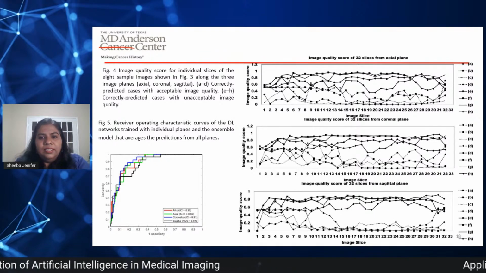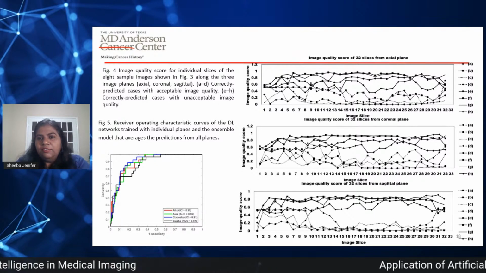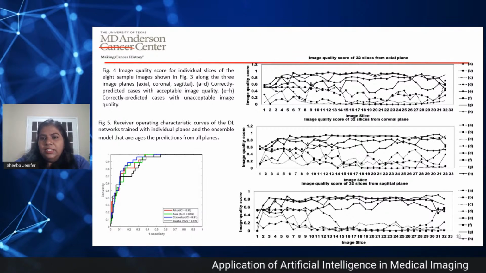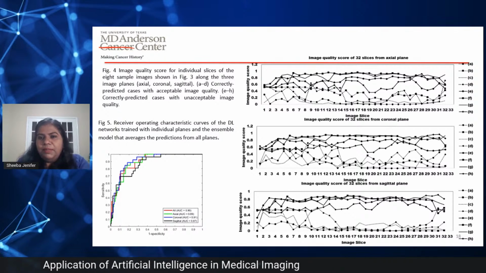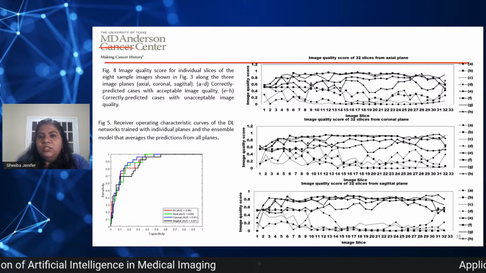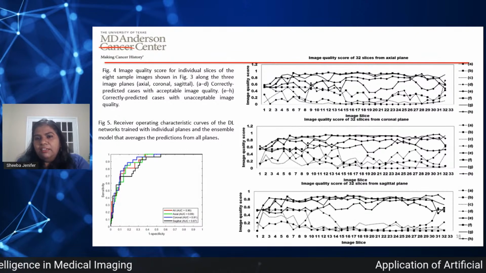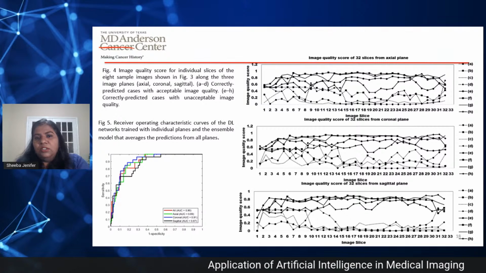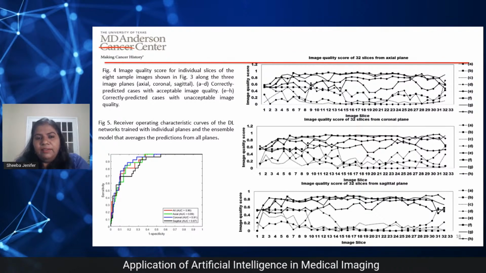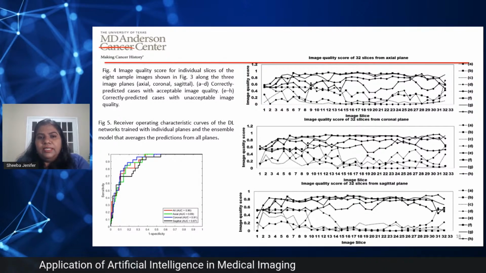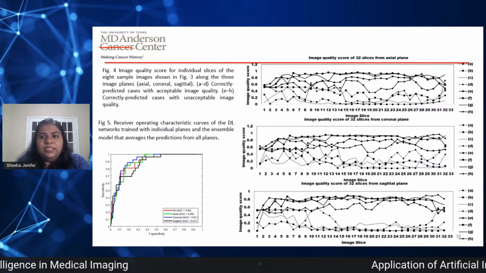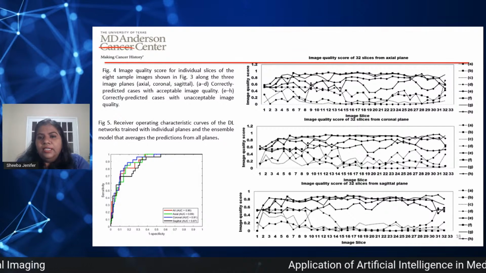So this is another graph showing the quality of the images. Now you can see the dotted lines shown. The first graph shows the axial planes, the image quality score of the 32 slices taken from an axial plane. So all the dotted lines show those images are good because they are below 0.5, and above 0.5 are the bad images. So those images which I showed earlier is what I am plotting here.